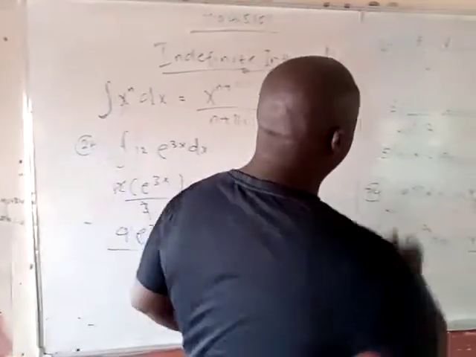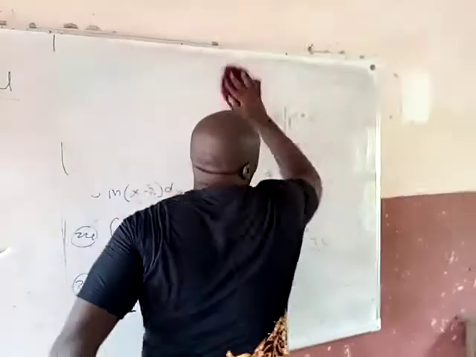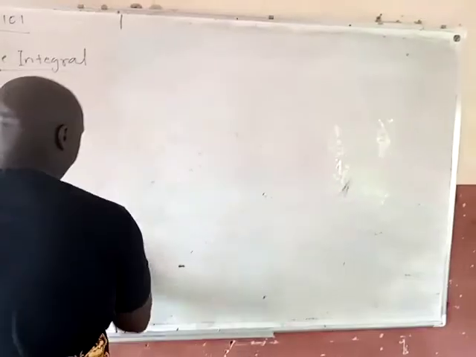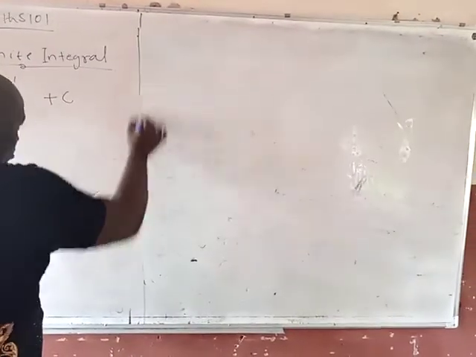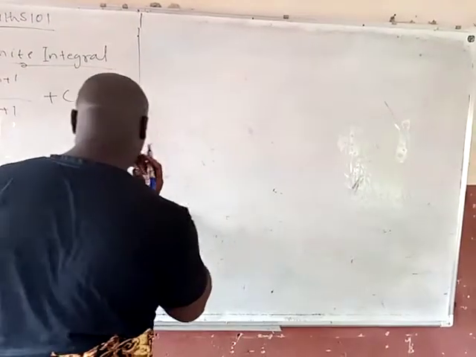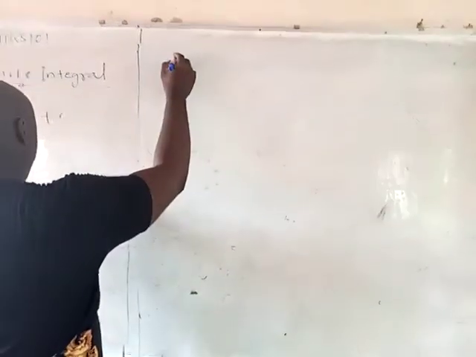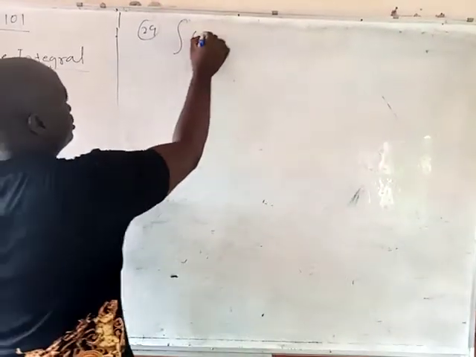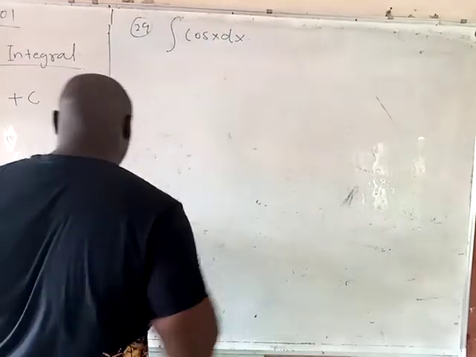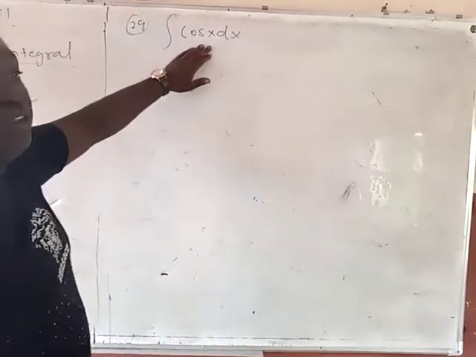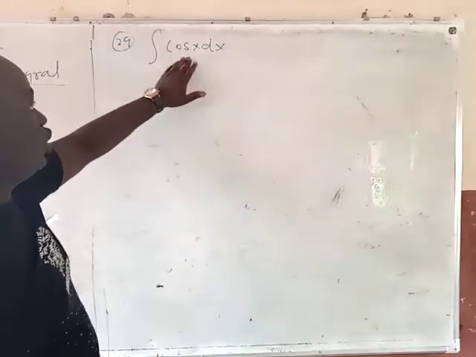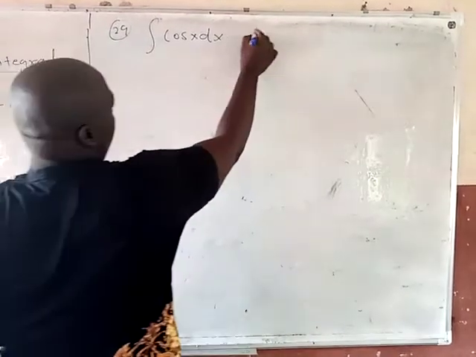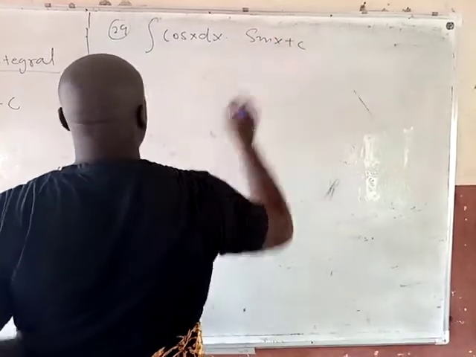Now, welcome to integration involving trig functions. Integration involving trig functions. That is what we are going into next. Now, I want you to know that if I give you example number 29, if you have cos x dx, you have to know this. Whenever you integrate cos, your answer will be sine. So your answer here should be sine x plus c.